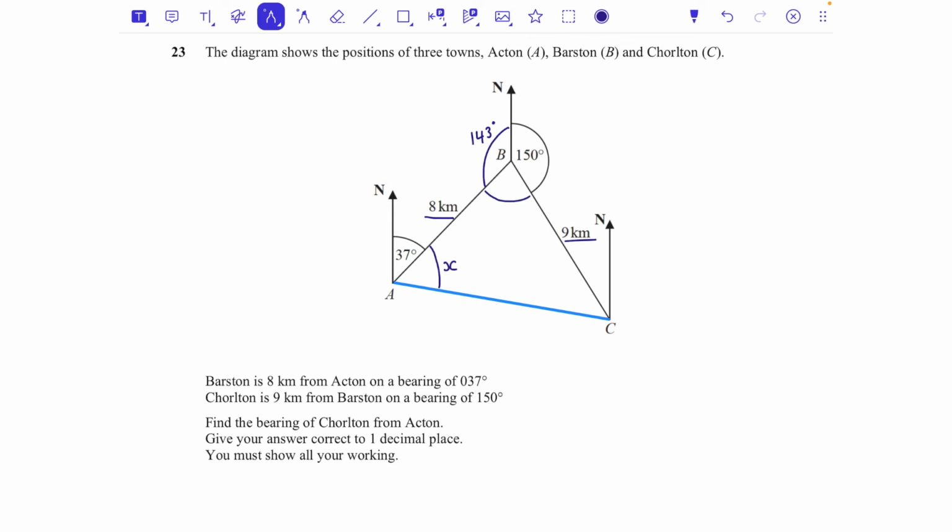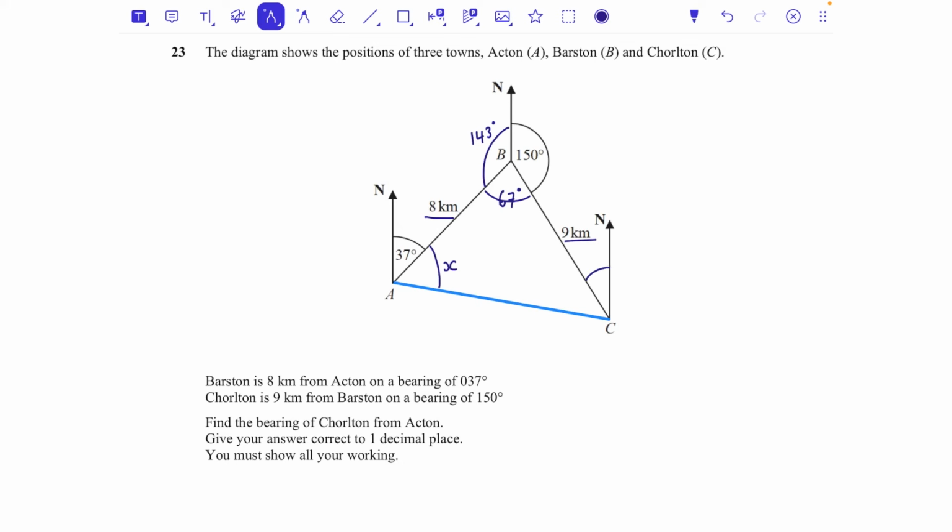and that's going to allow me to work out this angle here because we know that angles around a point add up to 360. 143 add 150 is 293. 360 take away that is 67 degrees. So I've got 67 degrees here. So I now need to think, what information do I know? That's pretty much all I can do.